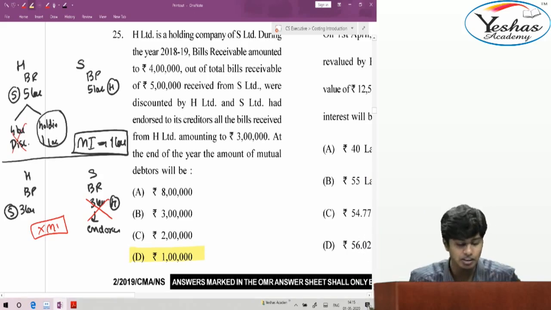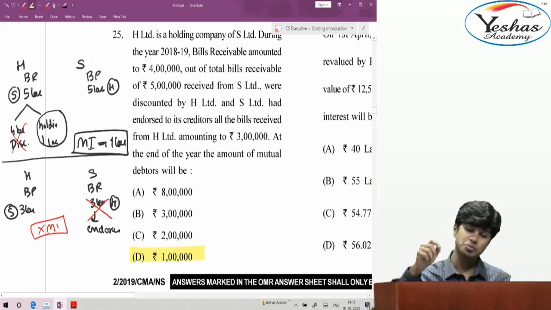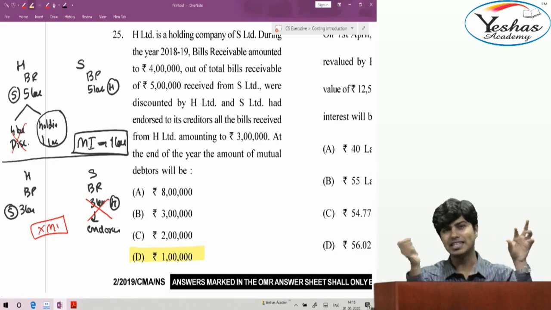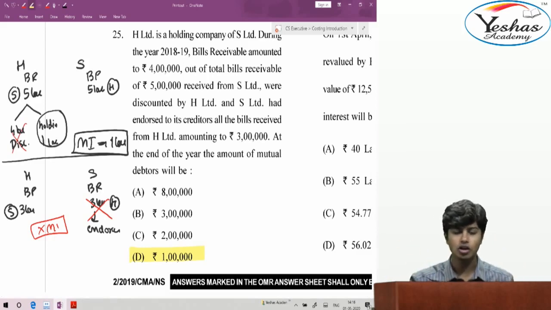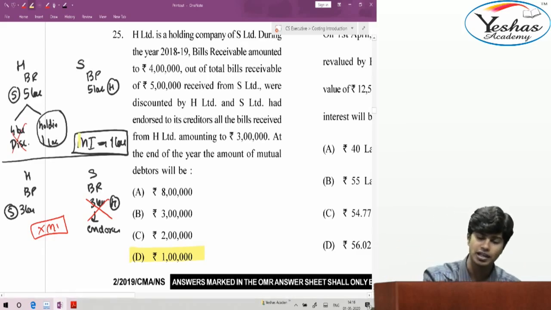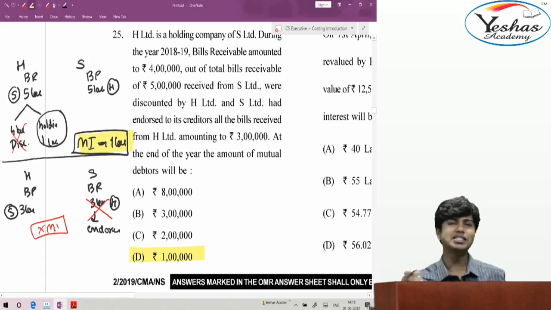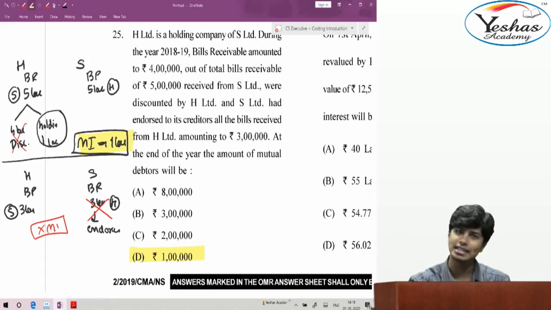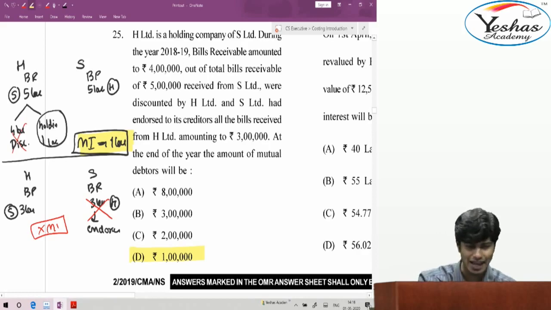Now what is happening with respect to S Limited? S Limited holds bills receivable of 3 lakh from H. But the entire 3 lakh is endorsed. So S holds 0. Though H holds, nothing is held in common. So it is not mutual indebtedness at all. So the mutual indebtedness in this question in total is 1 lakh, which is bills receivable to H and bills payable to S. It will be subtracted from the total of bills receivable as well as bills payable in consolidated financial statements. So the answer to question number 25 is 1 lakh rupees.